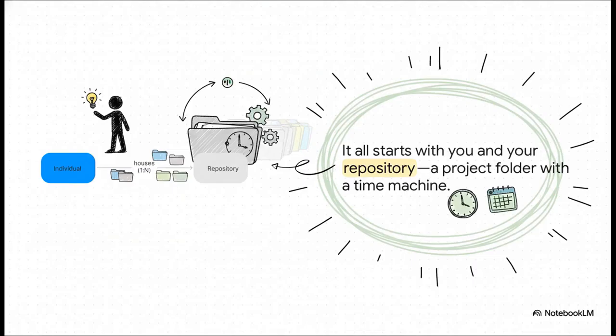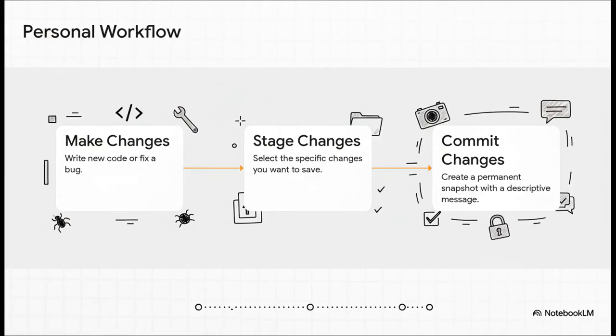Everything on GitHub lives inside what's called a repository, or just repo for short. The best way to think of a repo is, well, it's just a folder for your project. But it's a super-powered folder because it's wired into that version control time machine we just talked about. So here's the basic workflow. First, you do your work. You write some new code, you fix a pesky bug, then you stage the exact changes you want to save, and finally, you commit them. A commit is basically you taking a snapshot of your project at that moment in time, and you attach a little message to it explaining what you did. And just like that, you've created a permanent save point you can always return to.